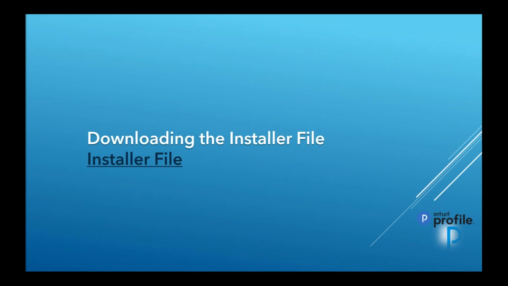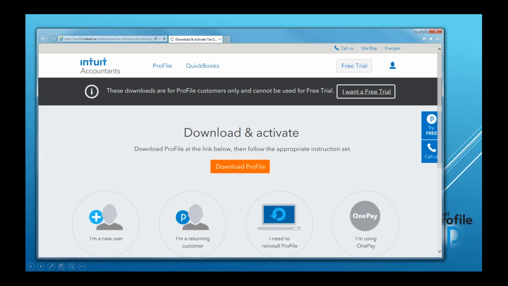To download the installer file, before you even can start with Profile, if you don't have it installed on your computer, you need to have access to the installer file. Now, the installer file is no longer on a DVD or a CD. It is a digital file. And you can access that digital file either by going straight to profile.intuit.ca. I can click this link here and it'll bring you to that website. And it'll bring you to this download and activate page.